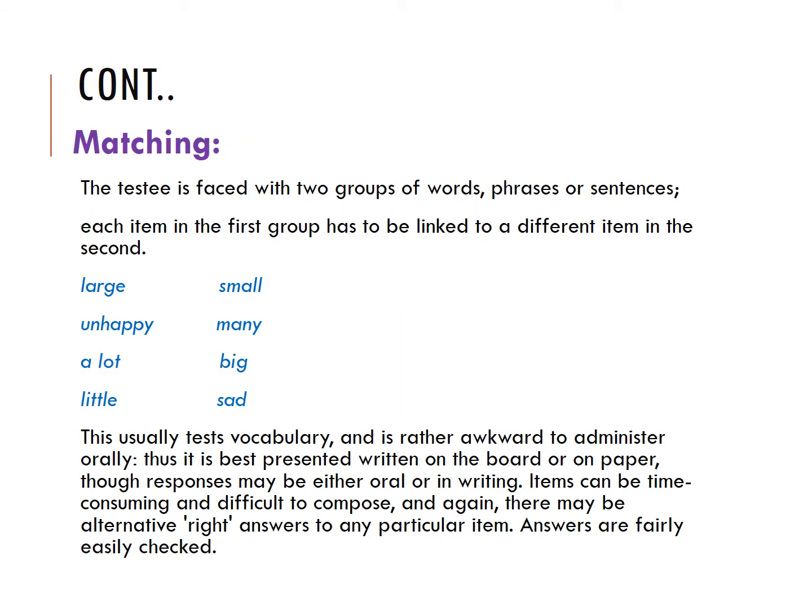Next one is matching. Matching the columns of items that need to be tested. The testee is faced with two groups of words, phrases, or sentences. Each item in the first group has to be linked to a different item in the second column. You can see the example here. This usually tests vocabulary and is rather awkward to administer orally.